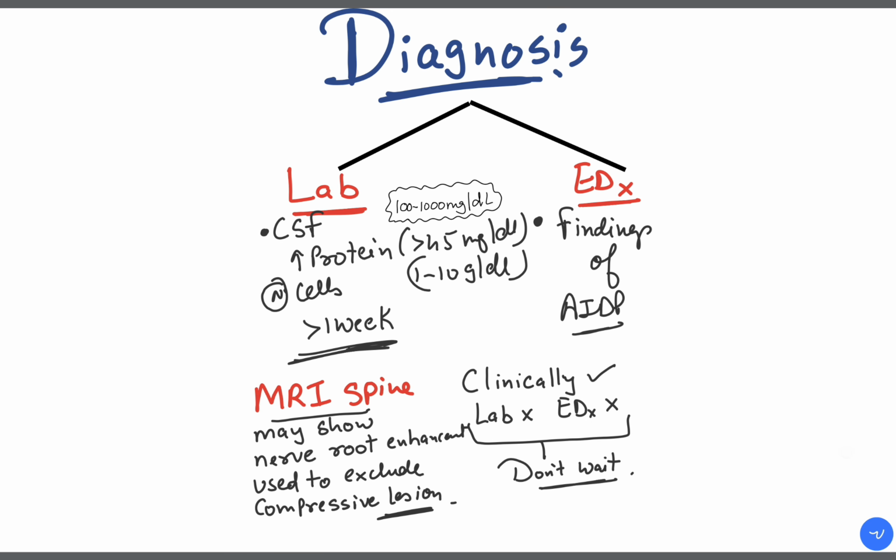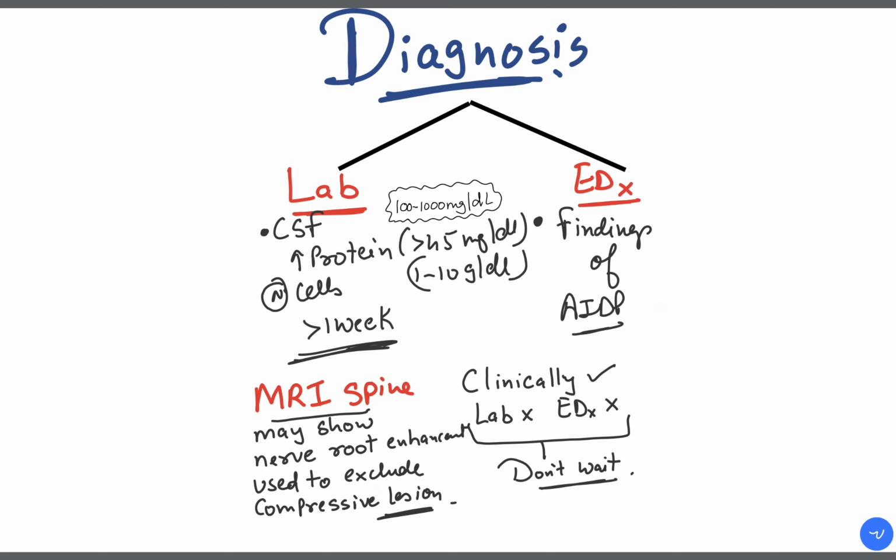Ultimately, after doing this, how are we going to diagnose? So we did a lab examination of CSF in which it showed increased protein. How much does it have to be? Basically, it has to be more than 45 milligram per deciliter. But in GBS, it goes up to 100 to 1000 milligrams per deciliter. Plus, the cells should be less in number, and this CSF has to be examined at or after 1 week. Electrodiagnostic study findings of AIDP, we'll discuss in the next slide.